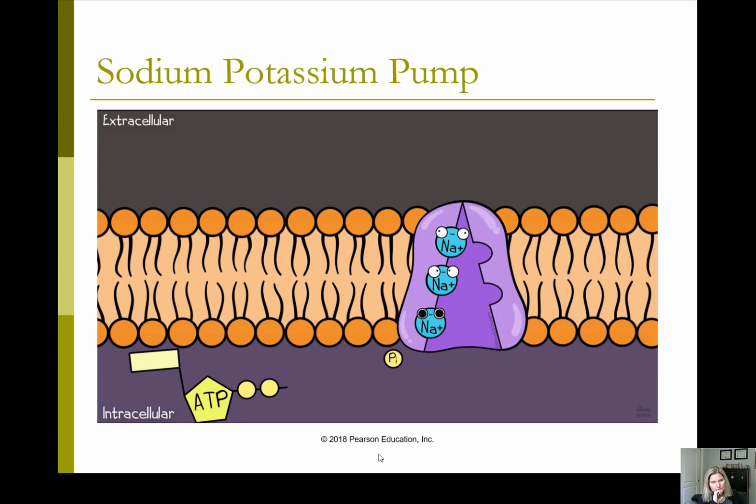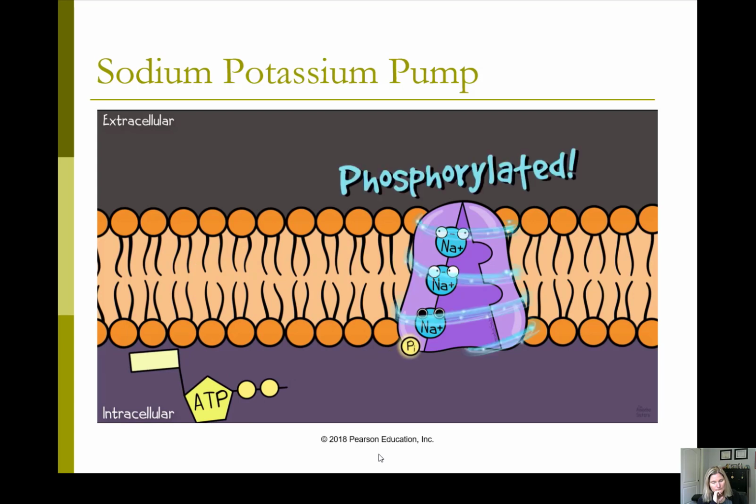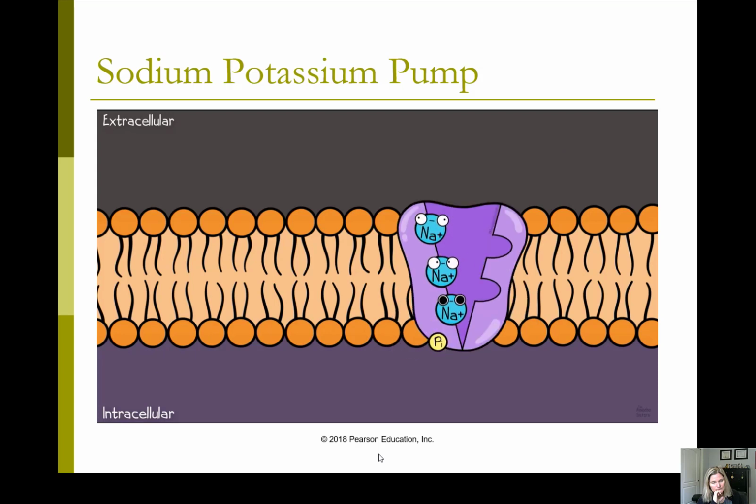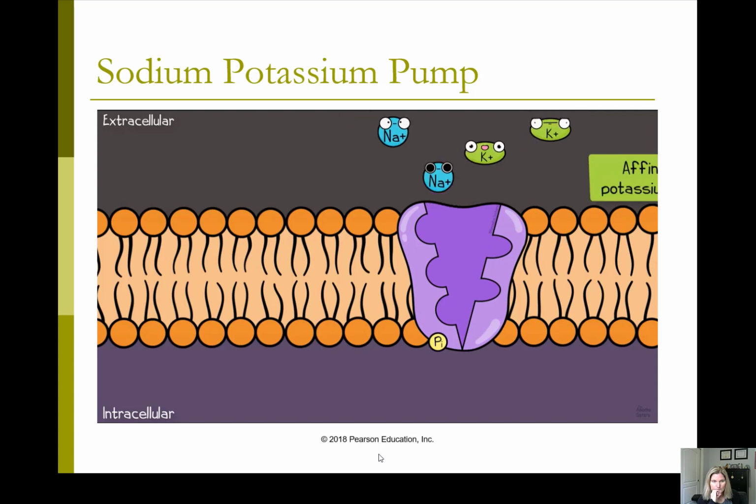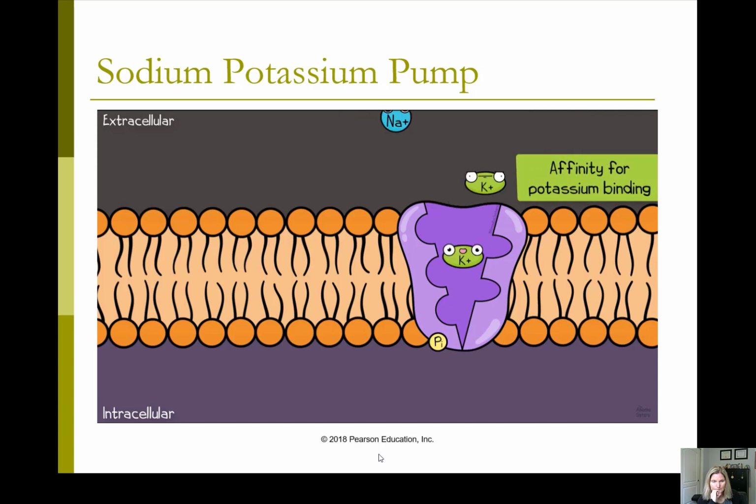This actually changes the protein's configuration, the protein's shape. This shape change causes the pump to open to the outside. The sodium ions are pushed out to the outside, the extracellular side, and now, due to this configuration change, it's open to the extracellular side. It has 2 binding sites for potassium ions. 2 potassium ions bind. After the potassium ions bind, the phosphate group is released from the protein.